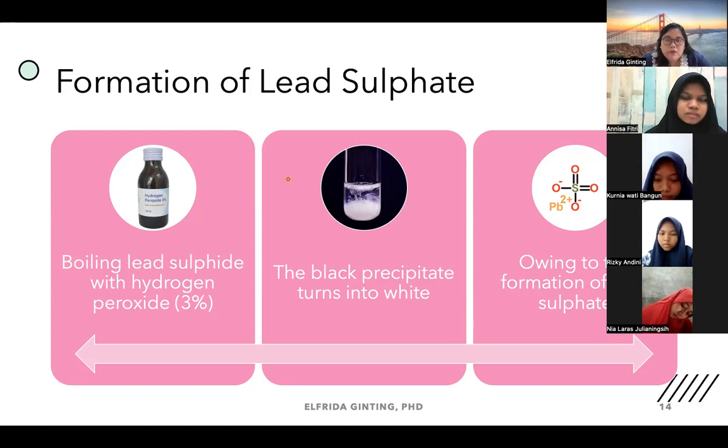So imagine you have lead sulfide, PbS. You react it with H2O2, 3% hydrogen peroxide. Then the black color will turn into a white precipitate, and the white precipitate is identified as lead sulfate. And this is the chemical drawing of it.